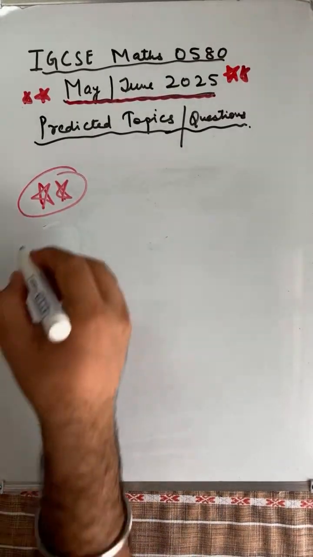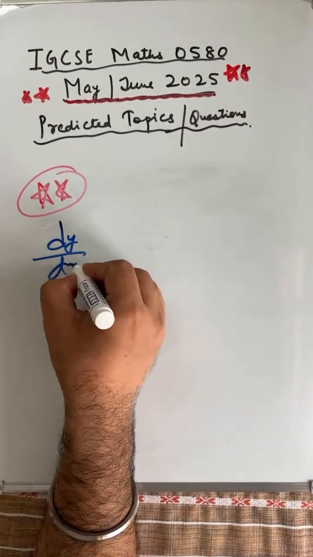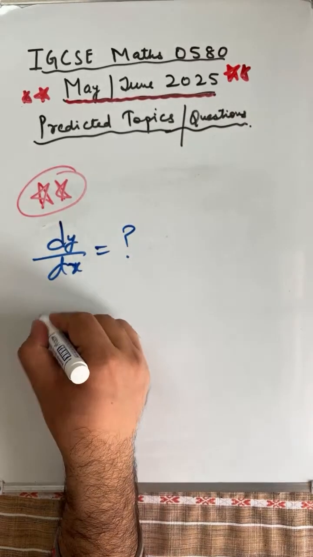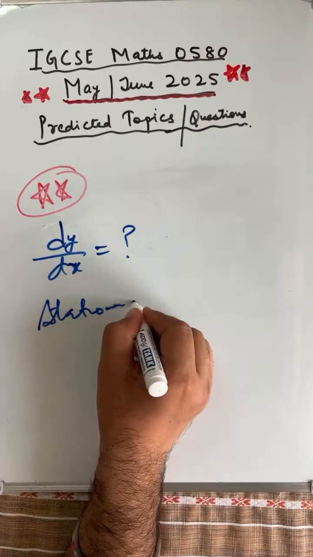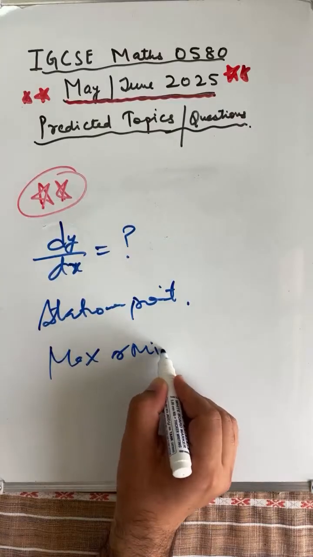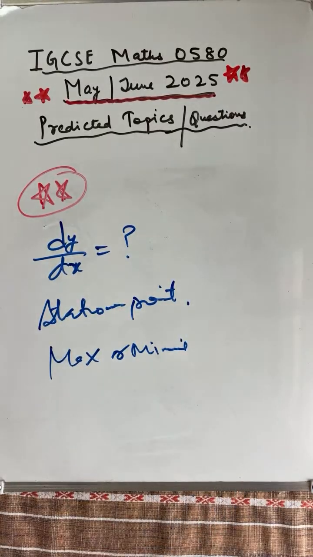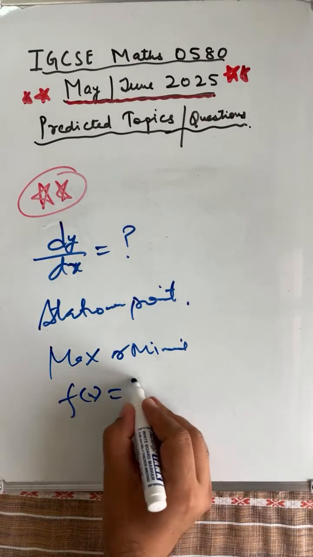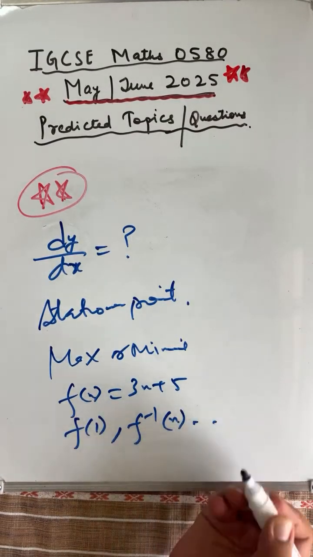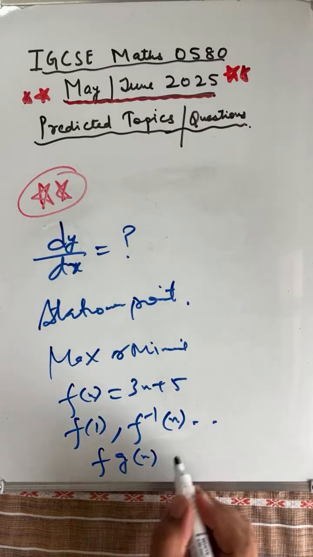Likewise, you have to find dy by dx, stationary points, maximum or minimum. Functions can be there. Likewise, f(x) is given to be 3x plus 5. You have to find f of 1, f inverse x, and f of g of x if g of x is given.